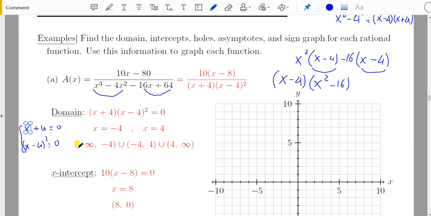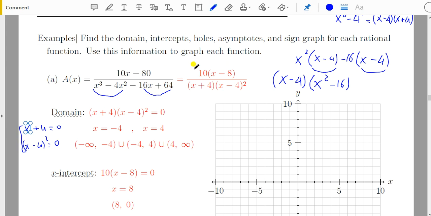So we go from negative infinity up to minus 4, not including minus 4. That's why we are using the open parentheses. And then union with minus 4 up to 4, and then from 4 all the way to infinity. So that is how you find the domain of this rational function.